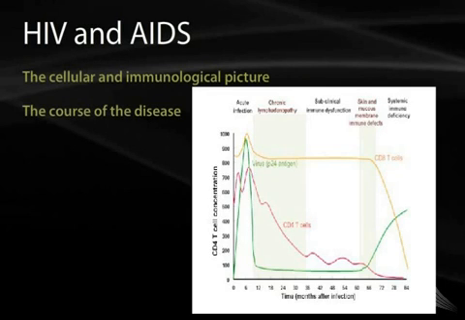Similar situation here in this figure with HIV and AIDS, the cellular and immunological picture and the course of the disease. You have CD8 cells that stay up high until the very end, and as they drop, you get AIDS. The CD4 cells drop early and can be over a prolonged period of time, but once they get down below 200 or so, you start to get in trouble. And then as you lose suppression, the viral antigen peaks up again.